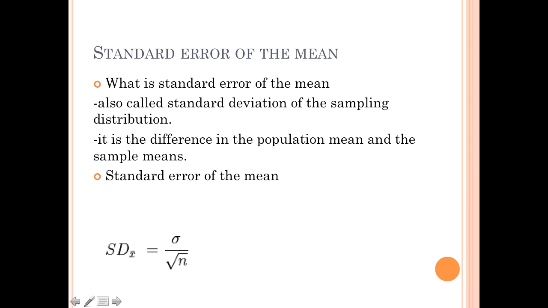Standard error of the mean. What is the standard error of the mean? It's also called the standard deviation of the sampling distribution, and it is the difference between the population mean and the sample means. So here, multiple samples were taken. So it's the difference between the population mean and all of the possible samples that could have been taken from that population. And here's the formula: the standard deviation of the population divided by the square root of the sample size.